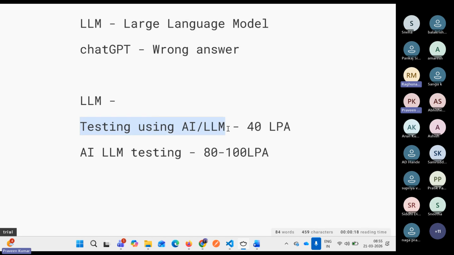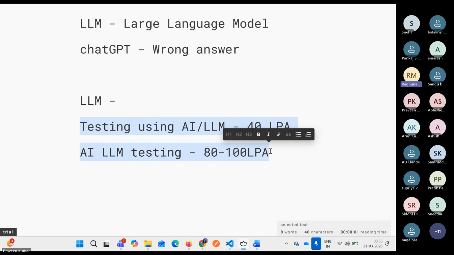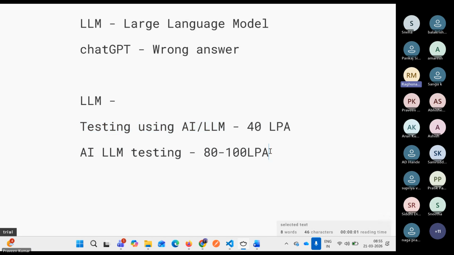In the testing using AI LLM, in one organization there will be, let's say, 10 QAs who will be using the AI LLM, but for AI LLM testing they may need only one or two QAs. AI LLM testing requires double people than your normal tester.